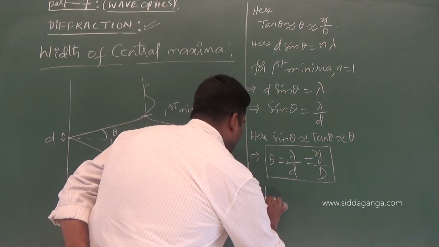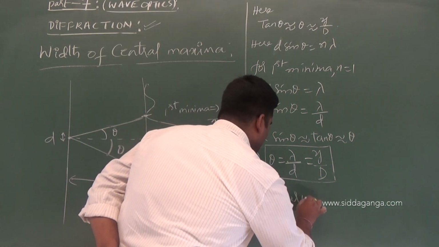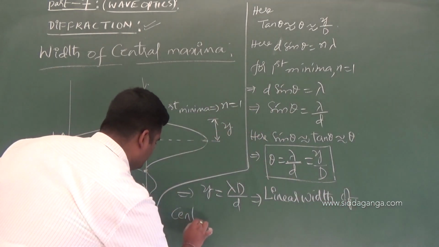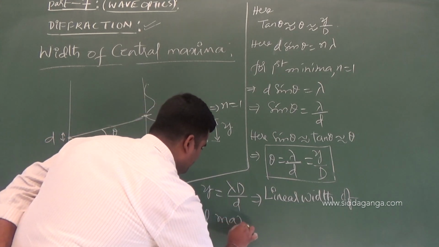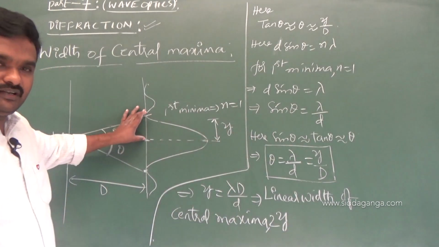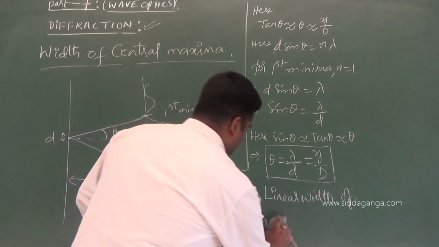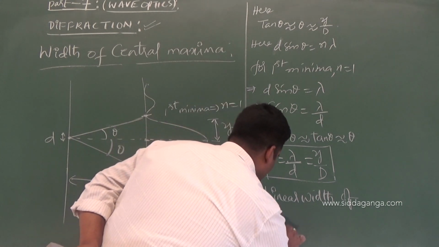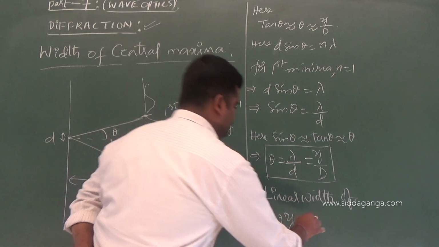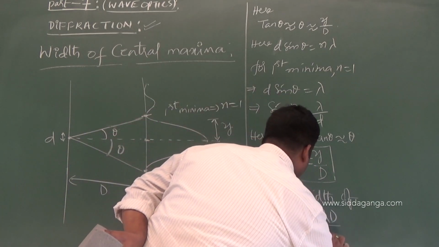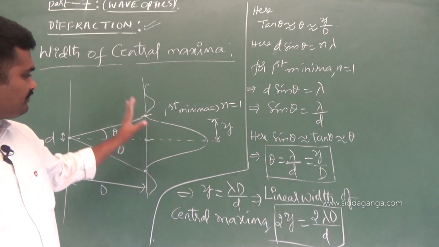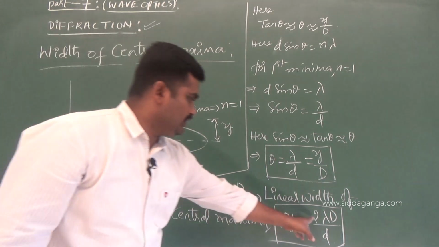Therefore, linear width of central maxima, 2y. It is 2y only, not y. Remember this. Linear width of central maxima, 2y, will be equal to 2 lambda capital D divided by small d. This is the formula for the linear width of central maxima, which you have to remember: 2 lambda capital D by small d.